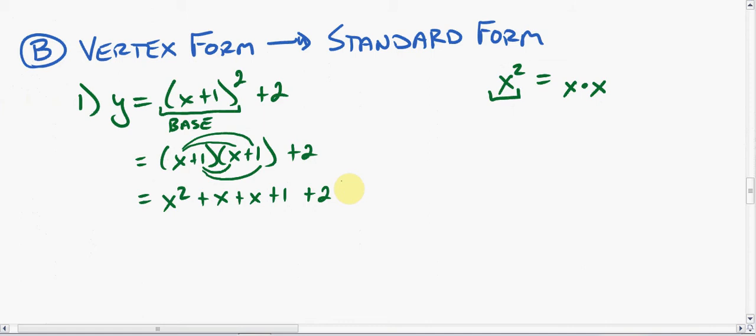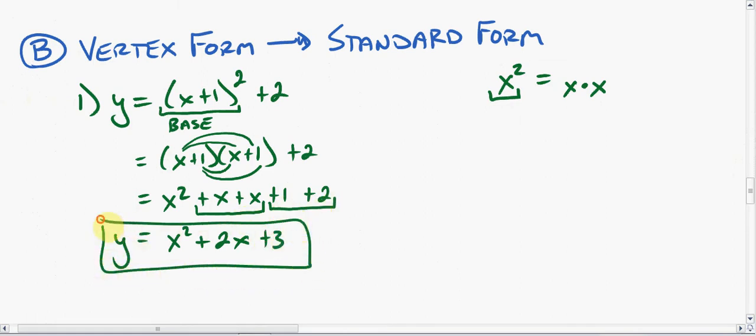Now the last step is to combine our like terms. So we have two terms with x to the power of 1, and we want to combine those. And we have two constants over here that we want to combine. So the x squared drops down, x plus x is 2x, and 1 plus 2 is 3. This y will drop down, and now that's our answer in standard form.